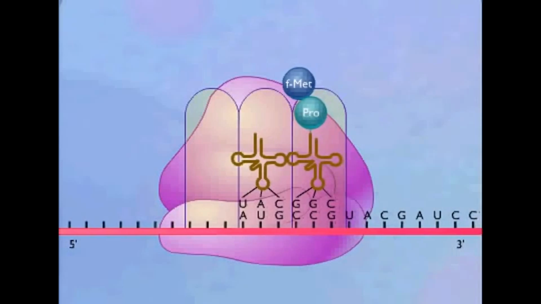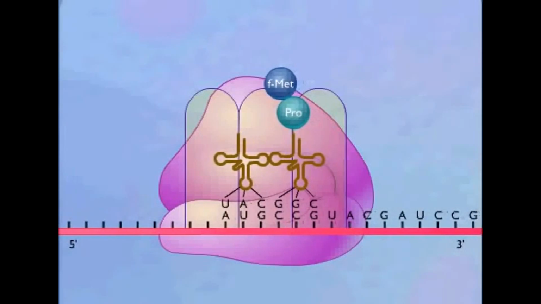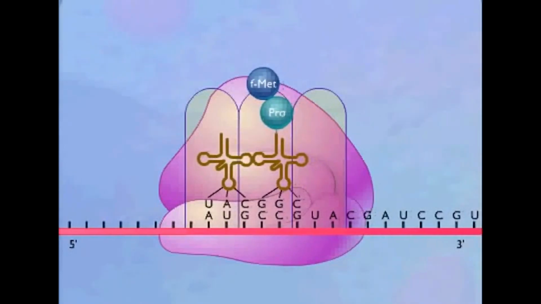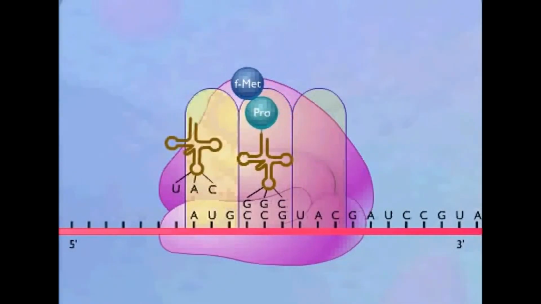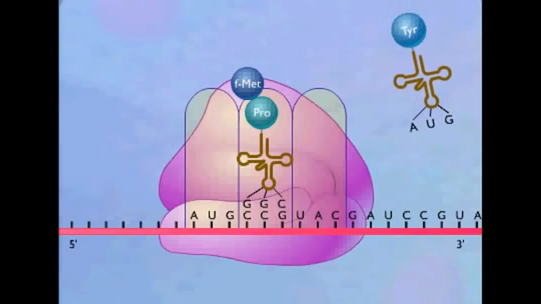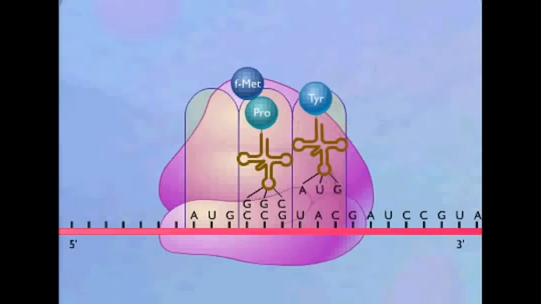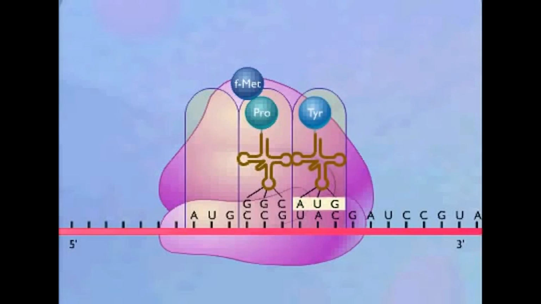The ribosome now advances a distance of 1 codon, and the transfer RNA that carried the formylmethionine is released at the E site. A transfer RNA carrying the next amino acid now moves into the A site, where the anticodon on the transfer RNA matches the codon on the messenger RNA.